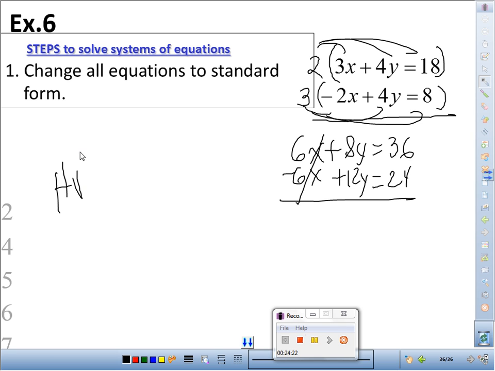So our homework for tonight is on pages 300 and 301, numbers 1 through 10 only.